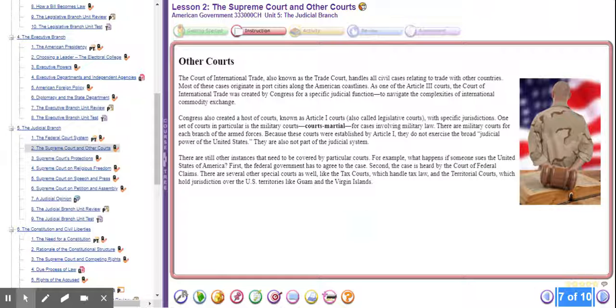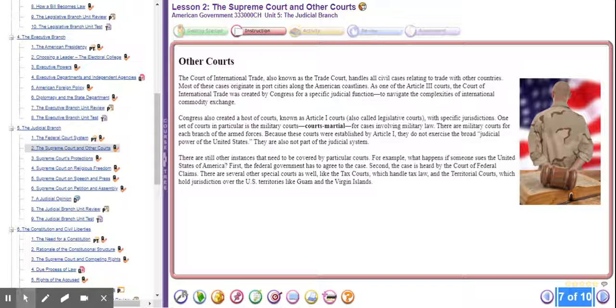There are a few other minor courts that are worth knowing about. The Court of International Trade handles civil cases relating to trade with other countries. So if you were importing goods from China and you had a dispute, you could sue in the Court of International Trade, for example. Most of these cases originate in port cities along American coastlines. That makes sense. As one of the Article III courts, the Court of International Trade was created by Congress for a specific judicial function to navigate the complexities of international commodity exchange.